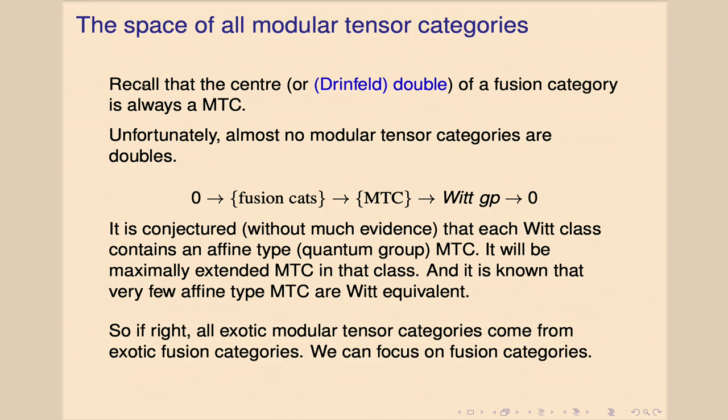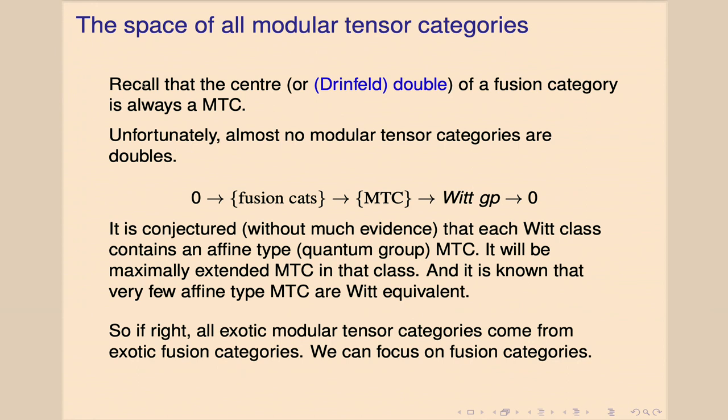We talked about these two tensor categories, fusion categories and modular tensor categories. One way to get a modular tensor category is through the center construction or the Drinfeld double construction. Given a fusion category, you can get a modular tensor category by taking its center. It's completely analogous to taking the center of a ring. You get a commutative ring. The same kind of idea goes on here. And so you get a short exact sequence. These are actually monoids.